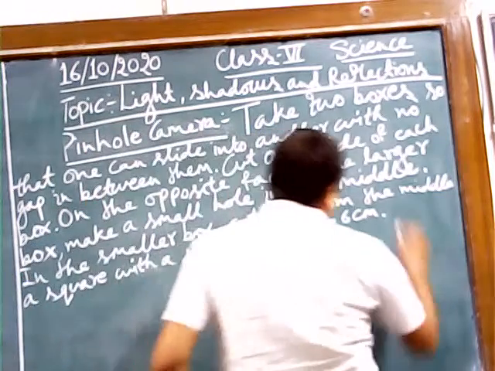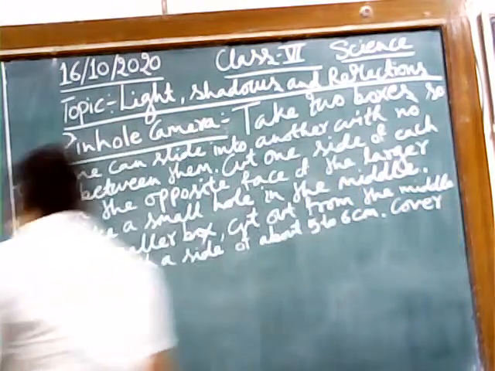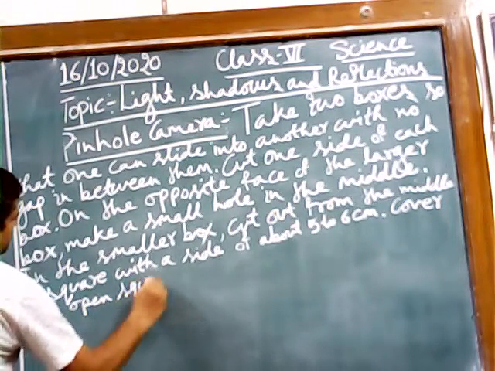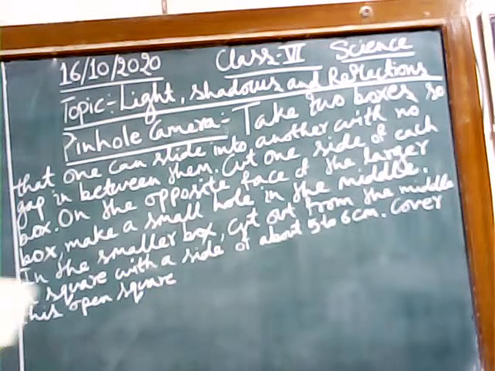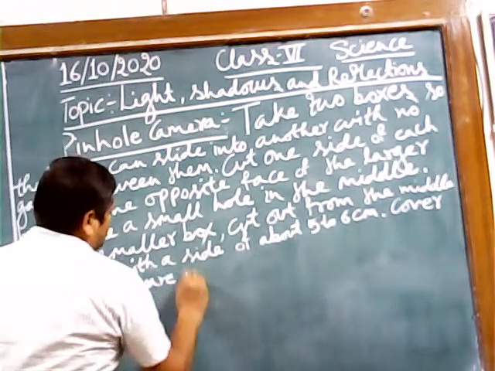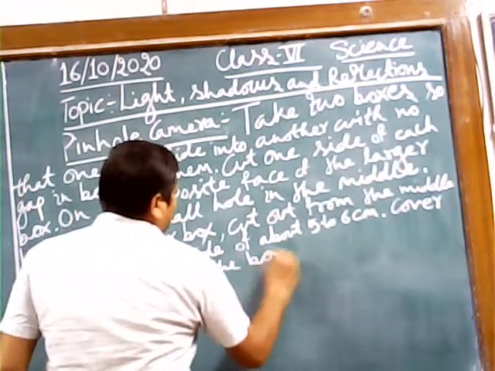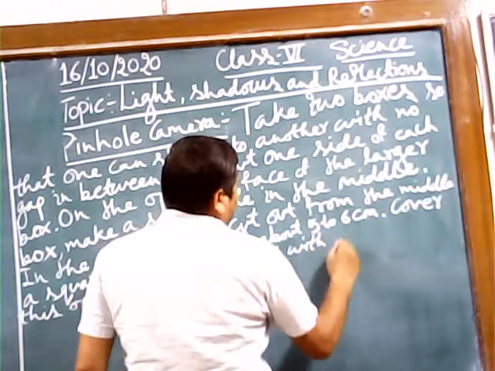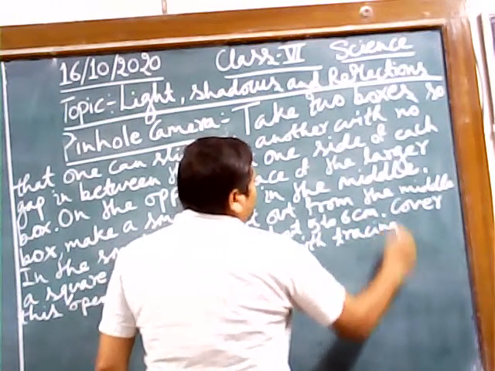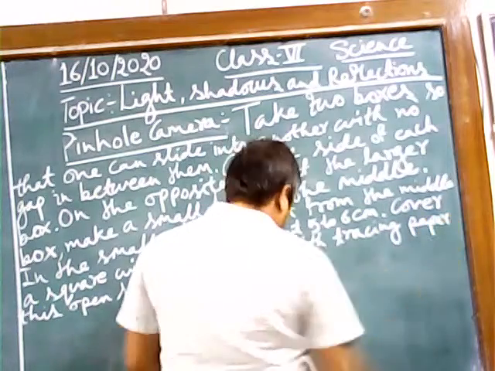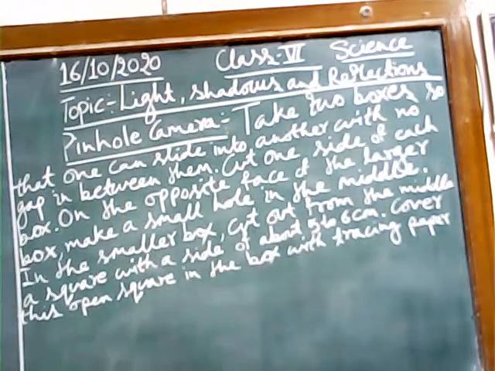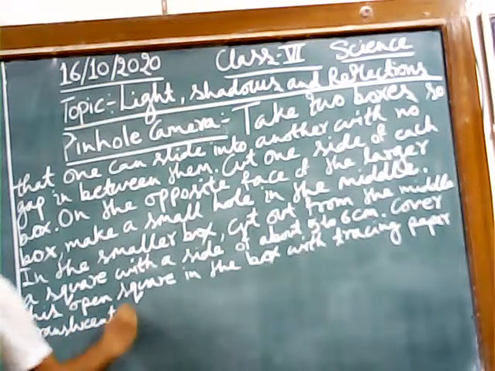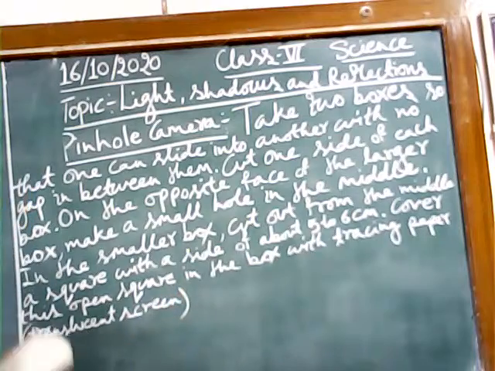Cover this open square in the box with tracing paper. It will act as a translucent screen.